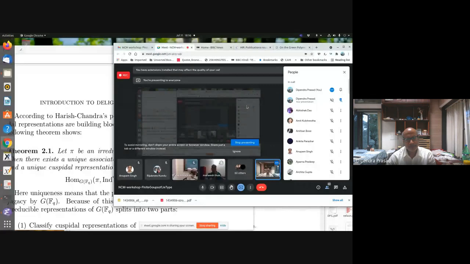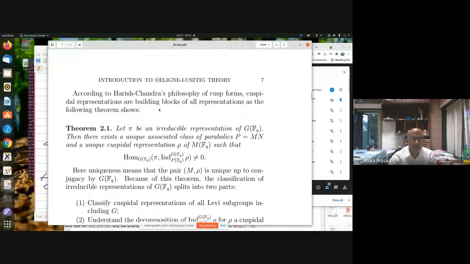Good. So in the subject of reductive groups, there is a notion of associated class of parabolics. These are parabolics which are non-conjugate, but their Levi subgroups are conjugate. So there is this phrase, a unique associated class of parabolics and a unique cuspidal representation. Here uniqueness means that the pair (M, ρ) is unique up to conjugacy by G(F_q).